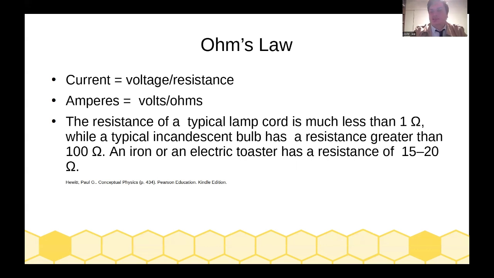Whereas if you place a voltage across a metal, that's going to have very low resistance, bordering on zero resistance, which corresponds to a high conductivity. Amperes are given by the units of volts per ohm, and the resistance of a typical lamp cord is much less than 1 ohm, while a typical incandescent bulb has a resistance greater than 100 ohms. An iron or an electrical toaster has a resistance of about 15 to 20 ohms.